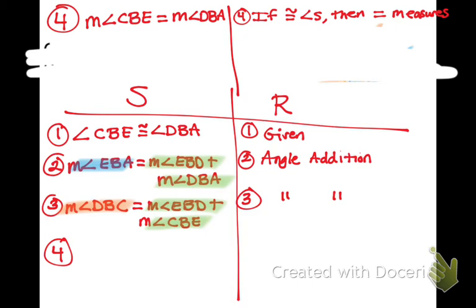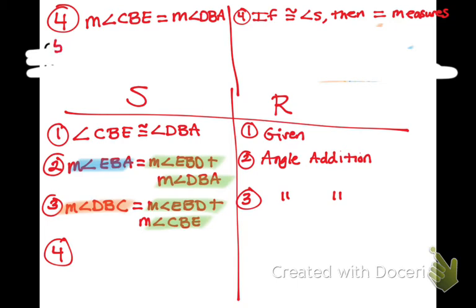Okay, so now, what can I do to my green line 3 to make it look like my green in line 2? We already said I have an EBD here, I have an EBD here. I have a DBA here. Can I turn this into a DBA? What property lets me put something in place of something? Substitution. Good.